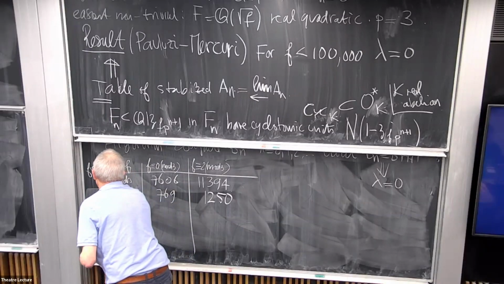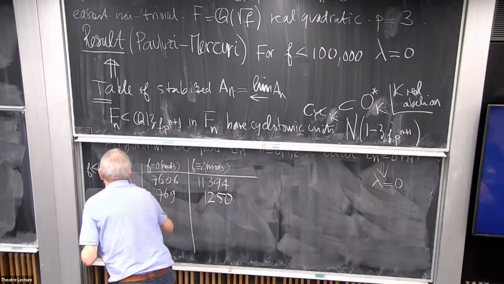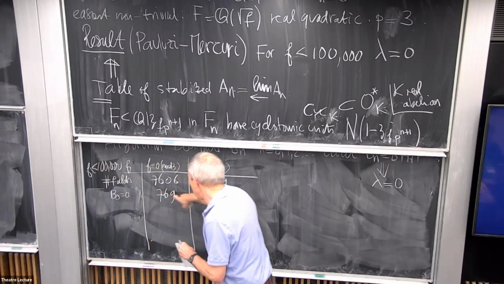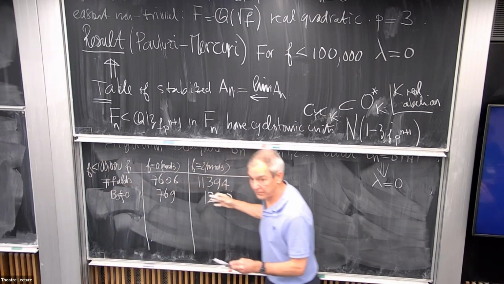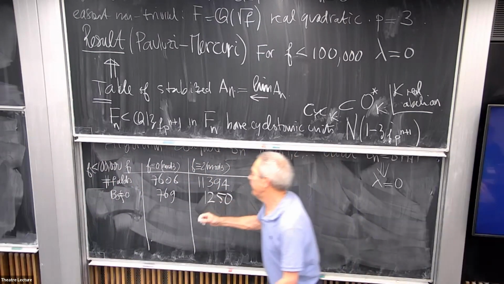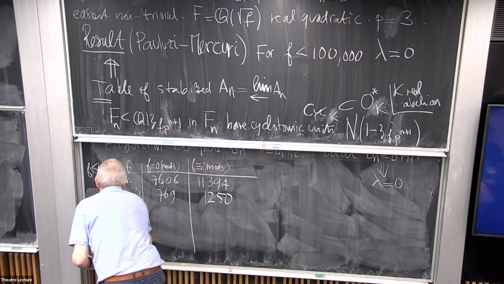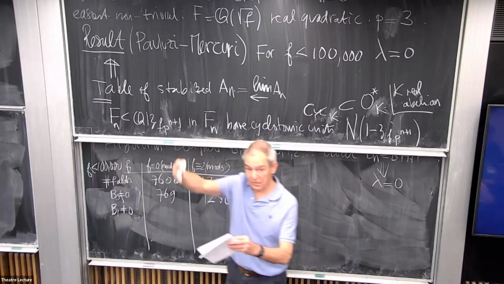This is the case where B0 is 0. Those are the ones I exclude. So these are the cases where B0 is not 0, where the class group is not trivial. Now we go to the next level in the tower and compute B1 there.